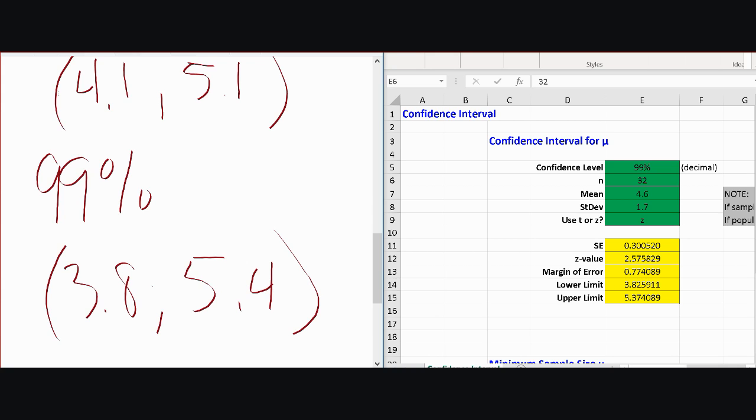So guys, this is how we use the calculator to calculate confidence intervals, to construct confidence intervals.